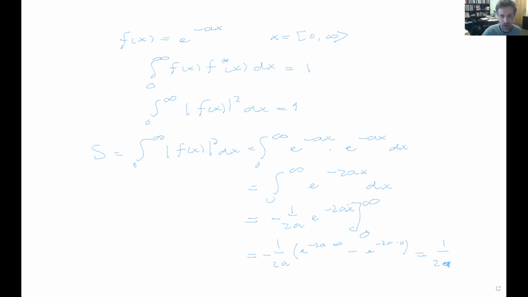Okay, so this is the answer to the integral. It's definitely not 1. So this function is not normalized. It's not part of an orthonormal set. So can I normalize this function? Can I make a change to this function such that it fulfills this condition right there? Okay, well, I can do that.